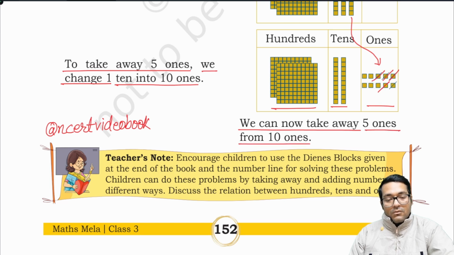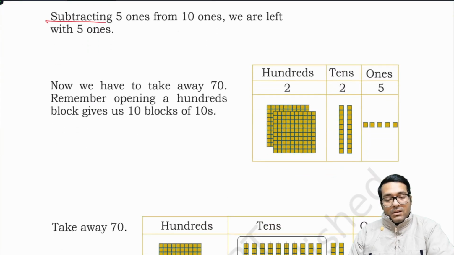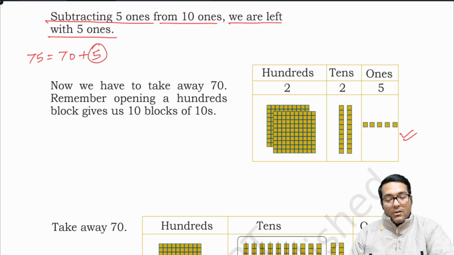1, 2, 3, 4, 5. Because we have to subtract 75. So 5 ones are taken from 10 ones. Subtracting 5 ones from 10 ones, we are left with 5 ones, like this. Since 75 is equal to 70 plus 5, we have removed, or subtracted, 5 from 230. We are left with 225.